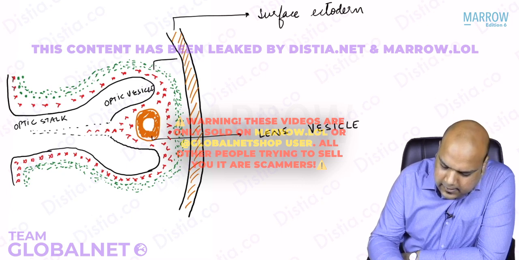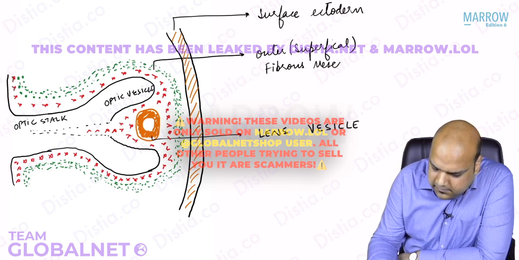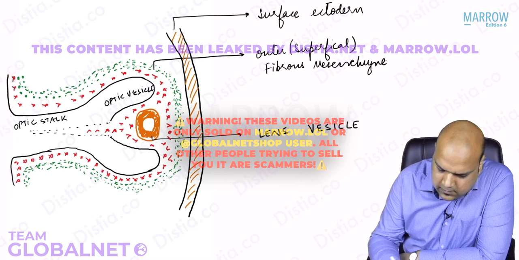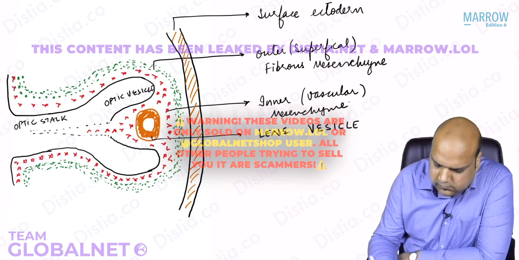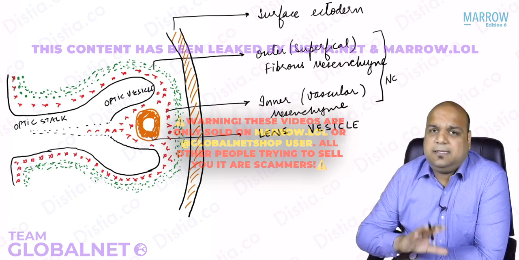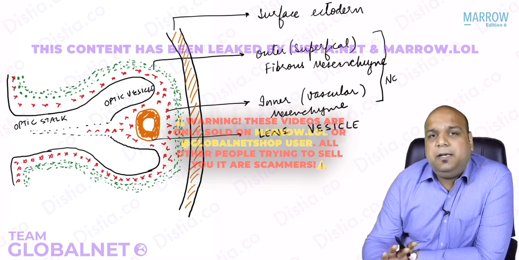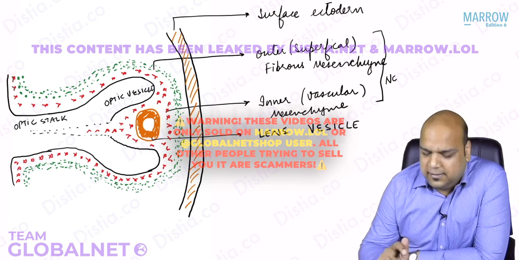Now this green colored layer, this is your outer superficial, I can say, fibrous mesenchyme. And this red color, everybody, this is your inner vascular mesenchyme. Okay. This mesenchyme both come from neural crest cells. I have written NCC. If you understand the development till here, everybody, everything else should be pretty clear to all of us. Let us understand.